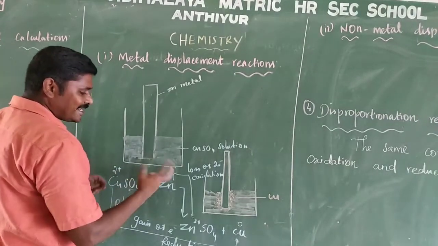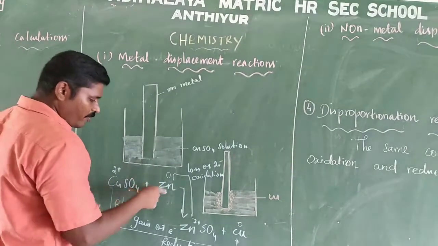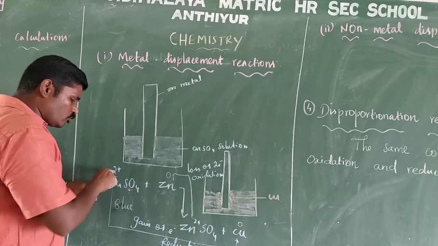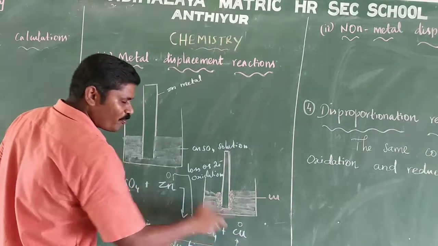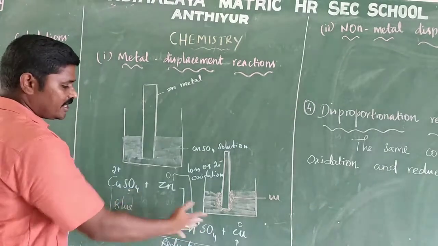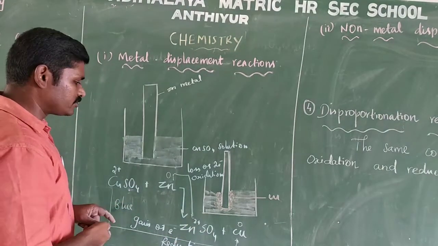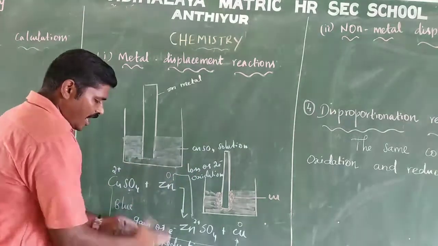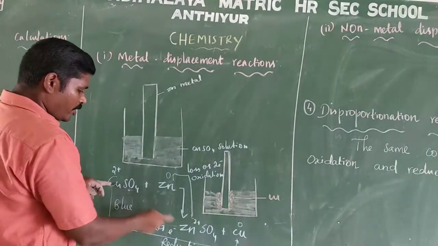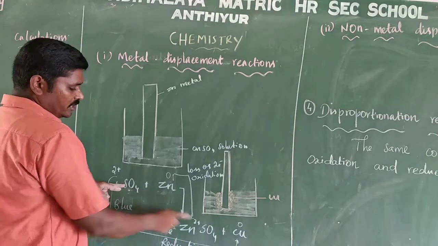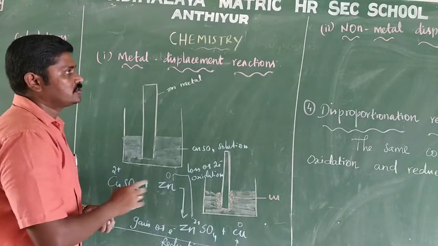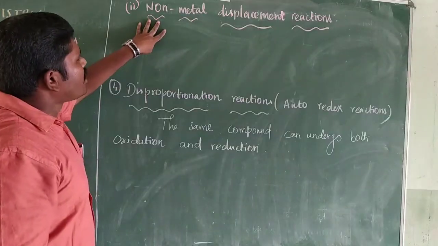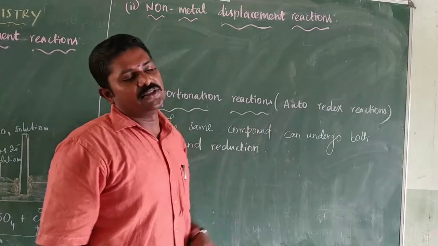So zinc metal displaced copper 2 plus ion to copper metal. This is a metal displacement reaction. It is already balanced: loss of 2 electrons and gain of 2 electrons, copper 1, sulfate 1, zinc 1. Okay, right? Next, non-metal displacement reactions.